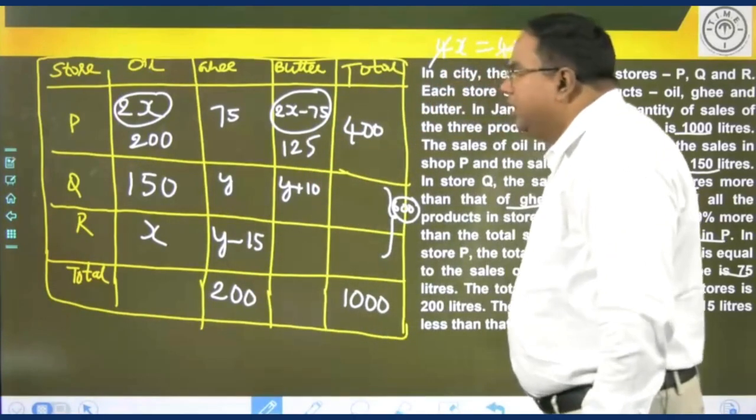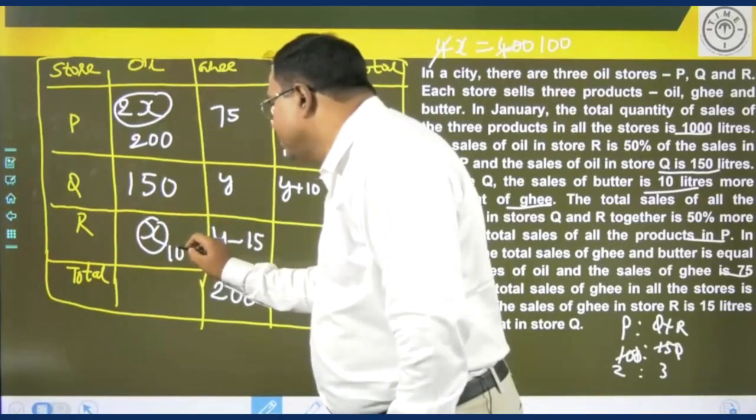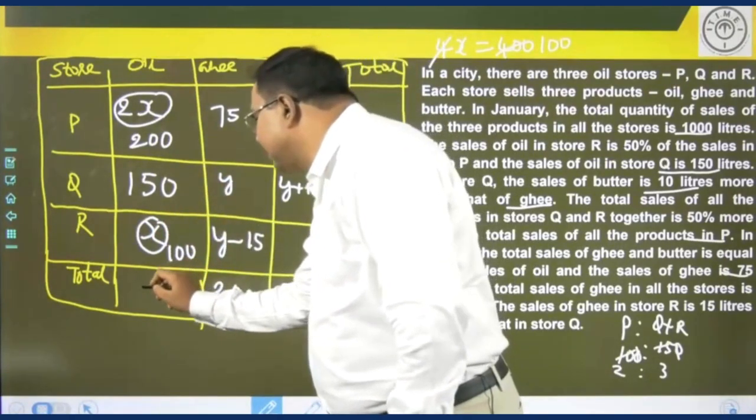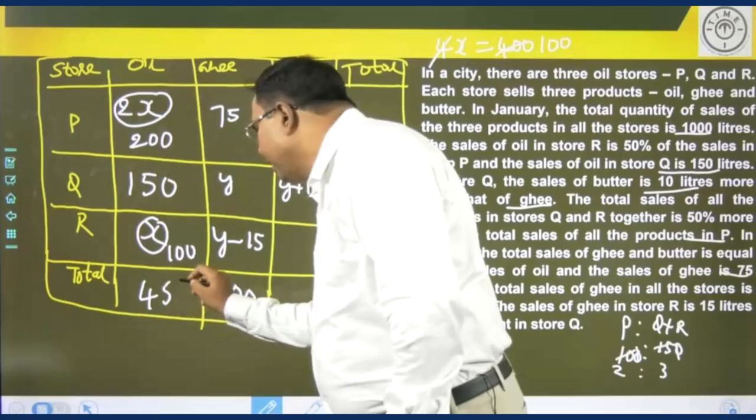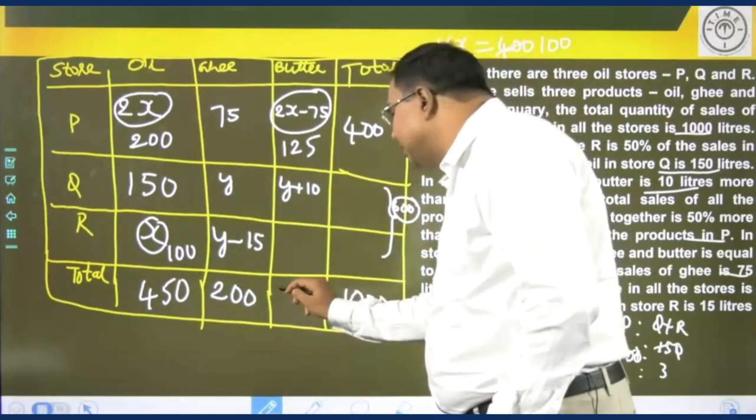Right. Then obviously, this is x. X value is how much we got? 100. So, what is the total? 350 plus 100, 450. So, 450 plus this is 200, 650, total 1000. So, this has to be 350.